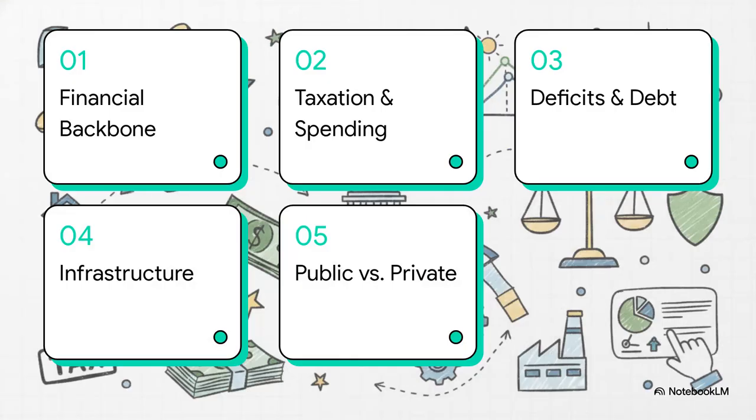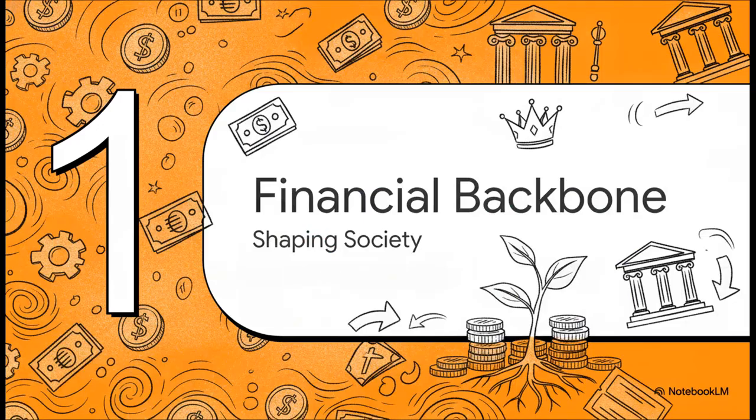All right, let's dive into this explainer and map out the 5 pillars of our economic foundation. We'll be hitting 1, the financial backbone, 2, taxation and spending, 3, deficits and debt, 4, infrastructure, and finally 5, public versus private. Starting off with Section 1, the financial backbone and how it shapes society.